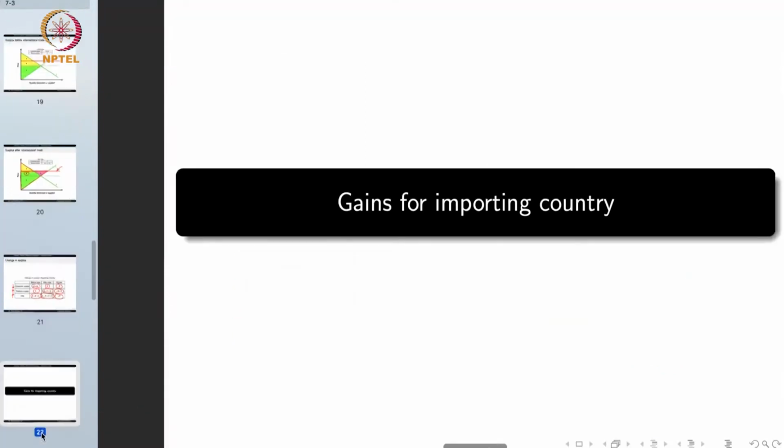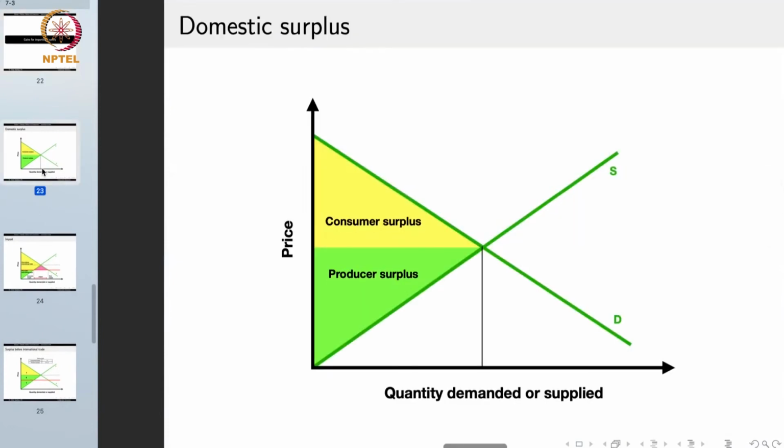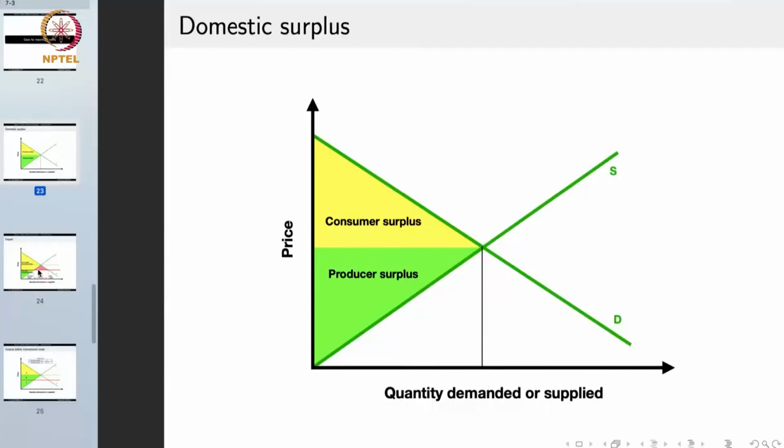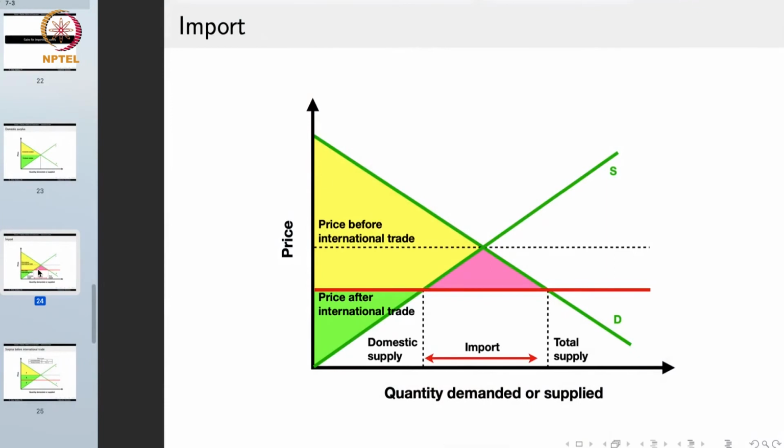But what happens to the importing country? So as before, this is the domestic surplus before the import. So we have the consumer surplus in yellow, we have the producer surplus in green. Now, because this is an importing country, a country would import when the international prices are less than the domestic prices, which means that the country is able to get the things cheaply from abroad and it takes much more money to make it domestically in the country. Only then a country would import.